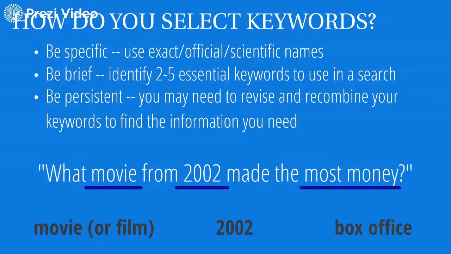But when it comes to this concept of making the most money, when it comes to films, there's a word, or a phrase, for that. And that phrase is box office. So instead of typing in what movie from 2002 made the most money into Google, what you would need to type in would be movie or film, 2002, and then the phrase box office. And there are some other things that we can add to this, but we'll talk about that in a minute.